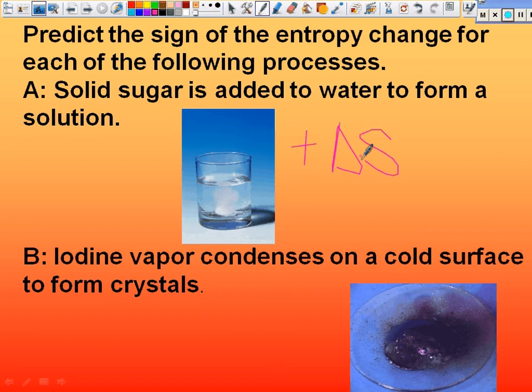Okay, but what does that have to do with delta S? It's separating into farther particles. That's the part where I want you to kind of explain that. All right, Devin, iodine vapor condenses on a cold surface to form crystals. Is it becoming more ordered or more disordered? More ordered. So what is that? That's negative.